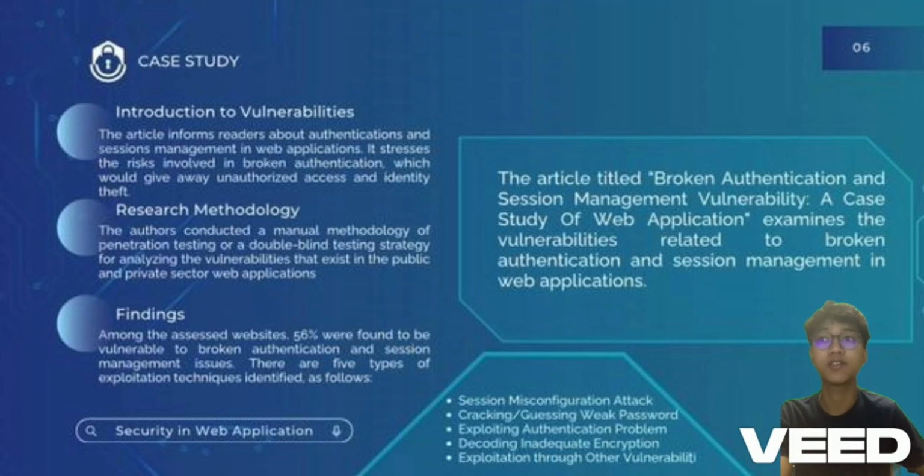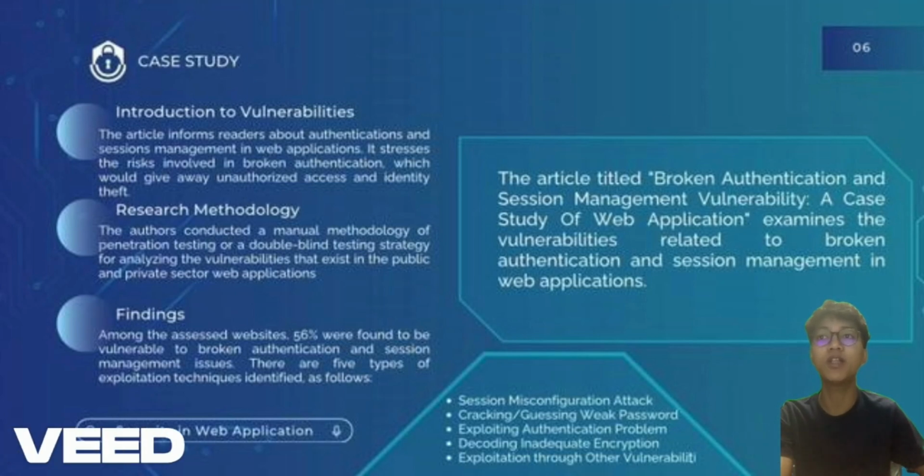Third, we got findings. Among the accessed websites, 56% were found to be vulnerable to broken authentication and session management issues. There are 5 types of exploitation techniques identified as follows. First, we got session misconfiguration attack. Second, cracking or guessing with password. Third, we have exploiting authentication problem. Next, we got decoding inadequate encryption. Last, we got exploitation through other vulnerabilities.